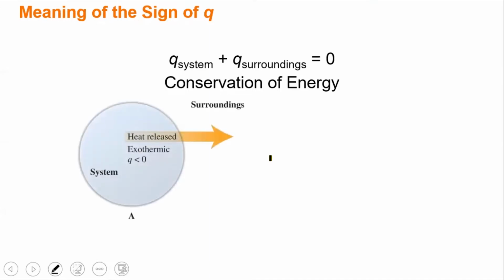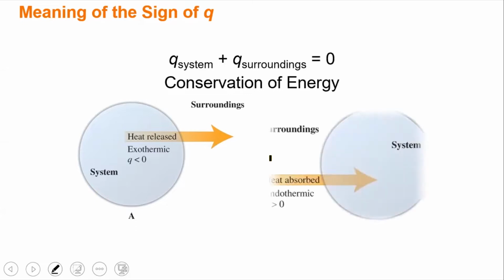So just like we said before, if I look at my system as let's say a shaded circle here, and I think of the surroundings as everything outside the circumference of that circle, if the system releases heat to the surroundings, we call that process exothermic, and Q is going to have a negative sign. If, on the other hand, the system absorbs heat from the surroundings, we call that process endothermic, and in that case, the sign of Q is going to be positive.